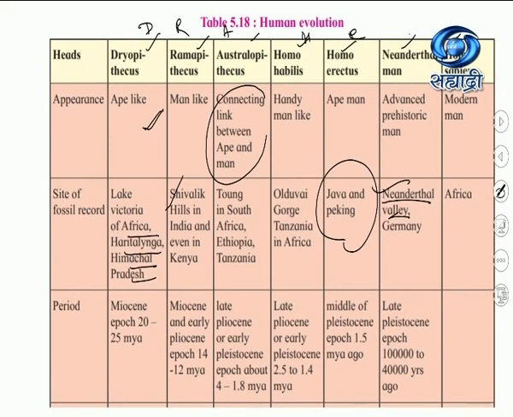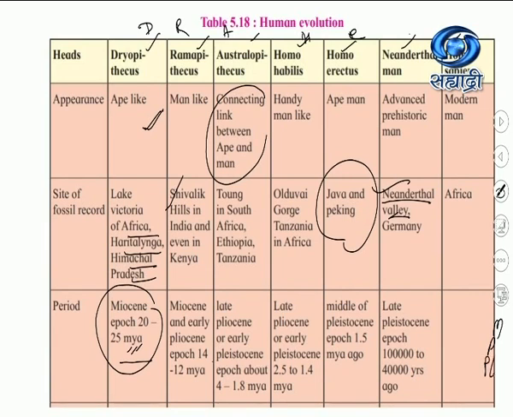Let us see the period. Dryopithecus lived in the Miocene epoch. So actual human evolution began 20 to 25 million years ago. MYA means million years ago. Then Ramapithecus, Miocene and Pliocene. So after Miocene comes Plio. Then which is 14 to 12 million years ago. The Australopithecus is Pliocene and Pleistocene.